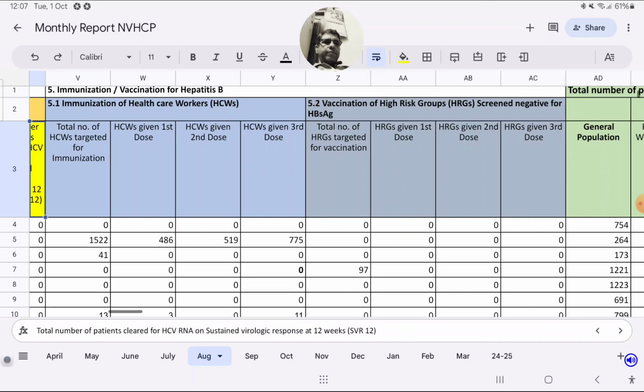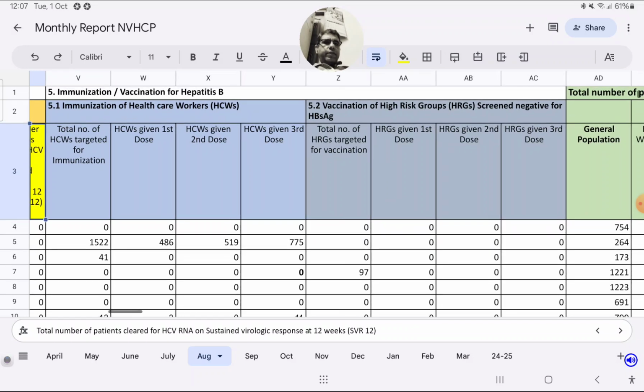There is another area for immunization or vaccination for hepatitis B. So basically we know that there are 2 groups of population who are to be given immunization against hepatitis B under the program. One is immunization for healthcare workers, and the second one is vaccination for high risk group population screened negative for HBsAg. So there are two categories. So every month you will set a target.